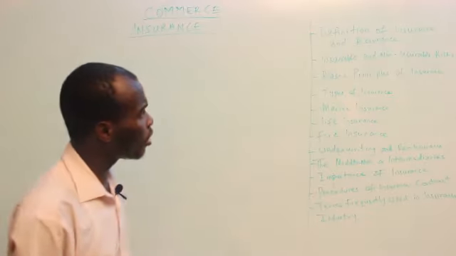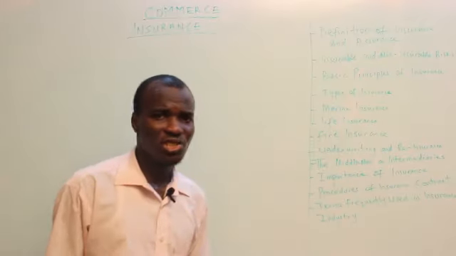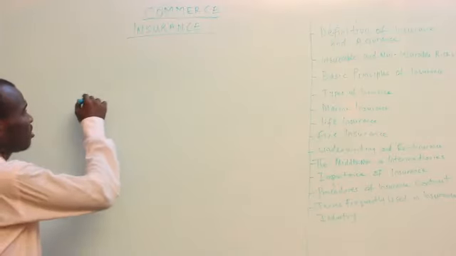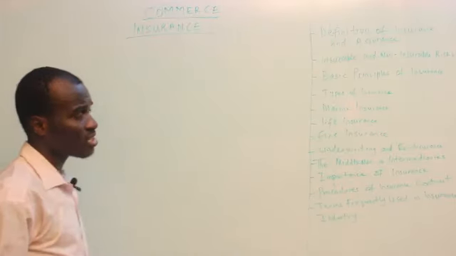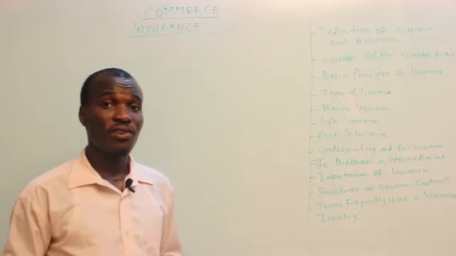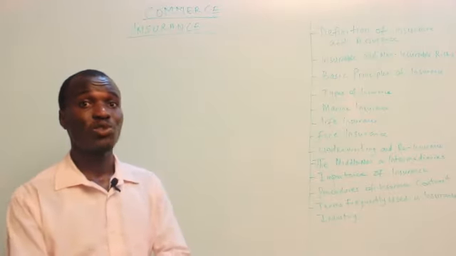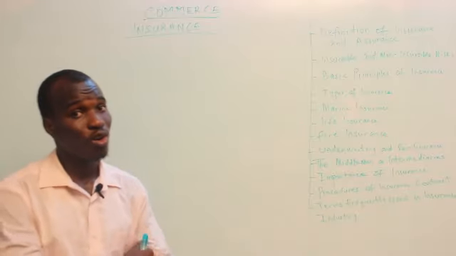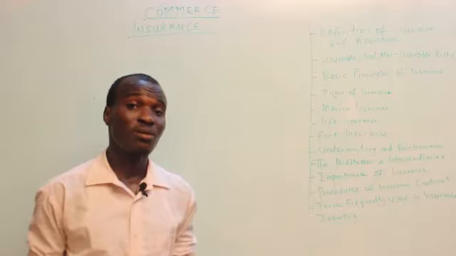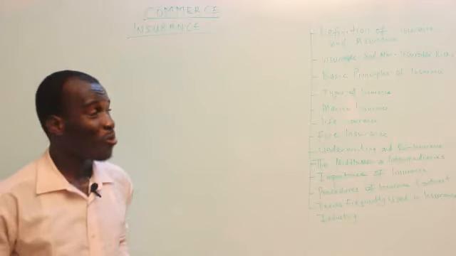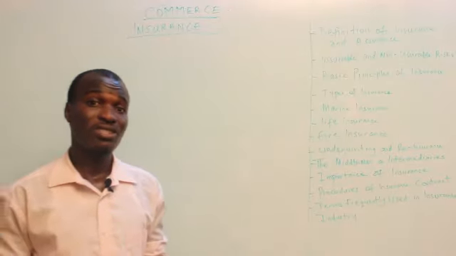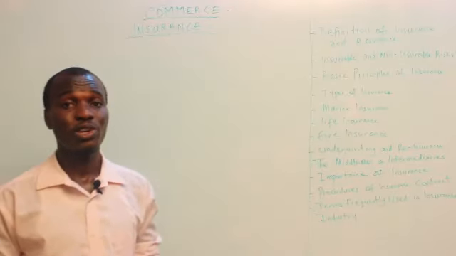So now we are going to look at the differences between insurance and assurance. There are a lot of differences between insurance and assurance. Number one is that insurance is making provision against an eventuality that may not occur. It's making provision against risk that may not occur. So when you make provision for insurance, it means you are making provision for risk that may not occur in the future. While assurance is making provision for what? For risks that will certainly occur in the future.